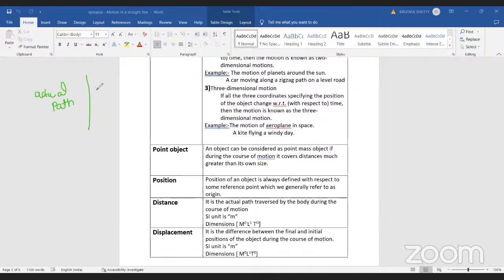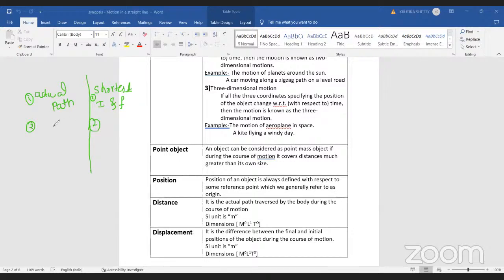Displacement is the shortest distance between the initial and the final point. Shortest distance between the initial and the final point. Second point regarding distance and displacement.